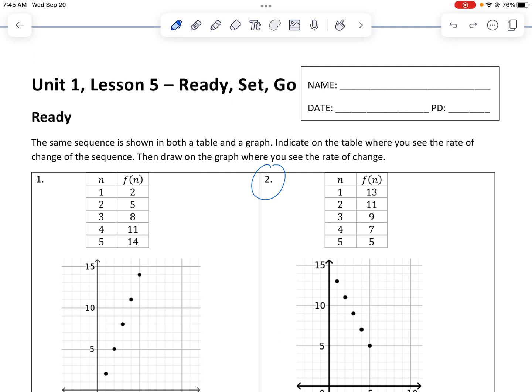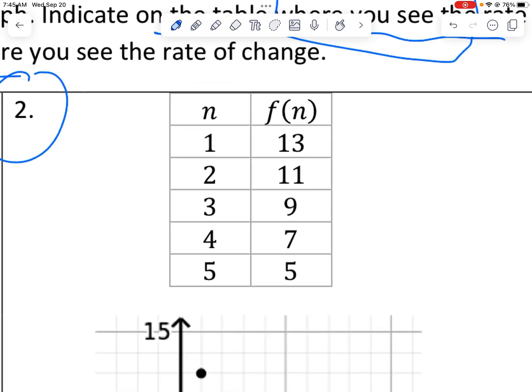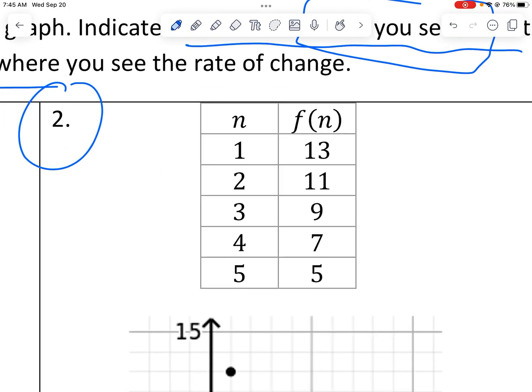Let's dive in here. So on each of these beginning ones, you need to indicate on the table where you see the rate of change. Also the same thing on the graph. So when I come to a table and I'm trying to figure out rate of change, that is the same thing as slope. And so remember, slope is rise over run. It's just how much the f of n is changing over how much the n is changing.